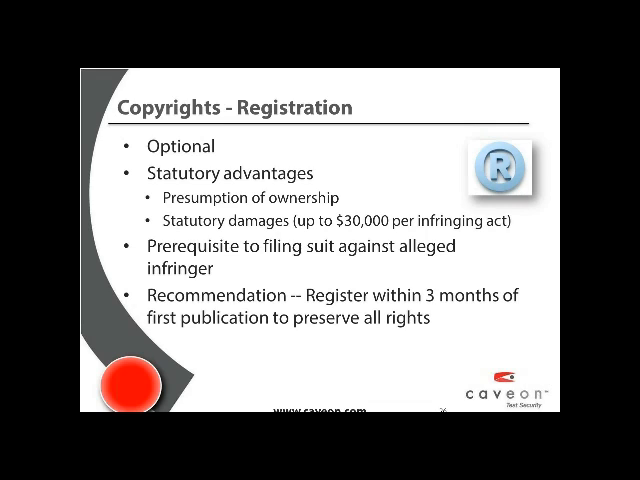Most of these advantages are when you actually have to go out and litigate your copyrights. It is also a prerequisite to filing suit against an alleged infringer in U.S. courts. If you don't have a registered copyright, you cannot sue someone under federal laws.